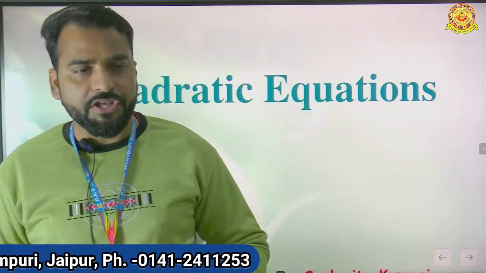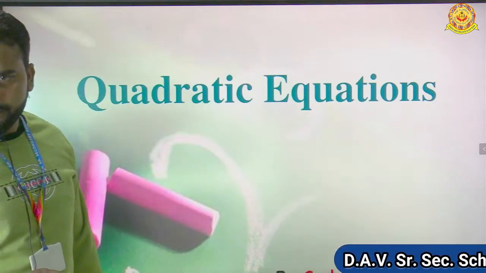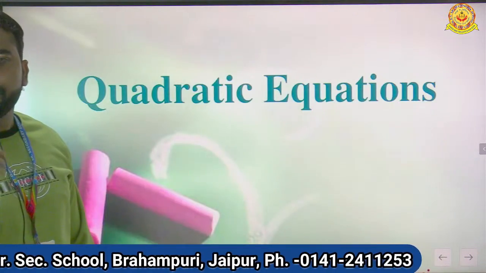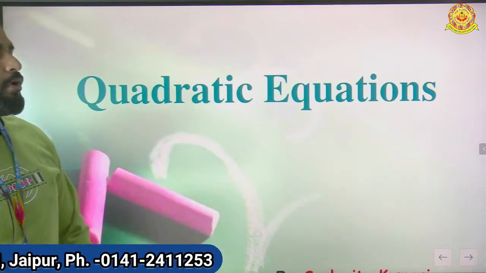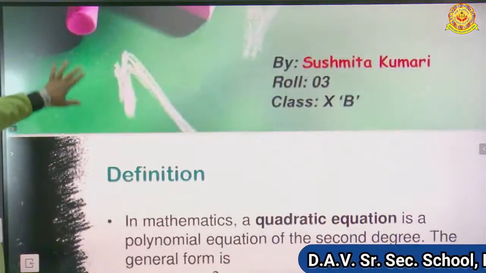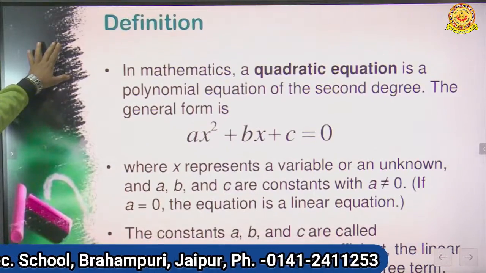Now today our topic is quadratic equations. So can you tell me what is the general form of a quadratic equation? ax² + bx + c = 0. Now in today's topic we will study how to write a quadratic equation and how we can find the zeros and roots of a quadratic equation.